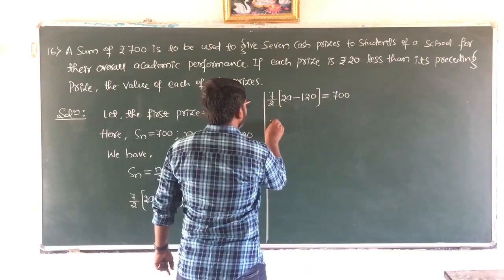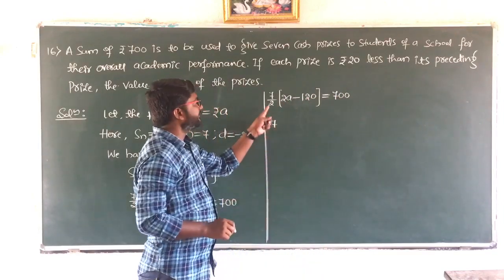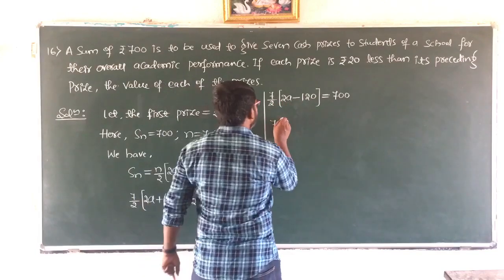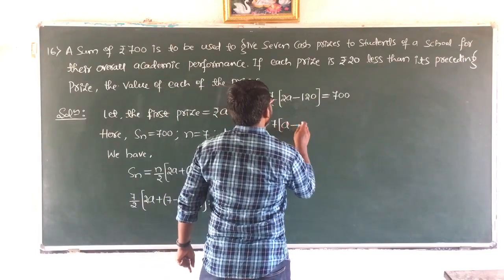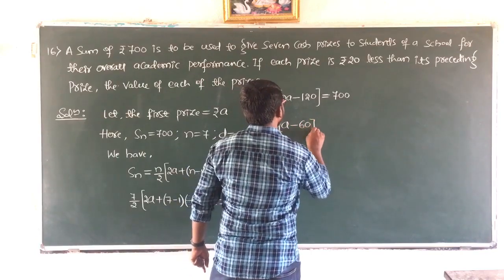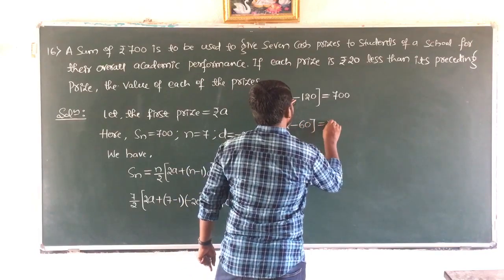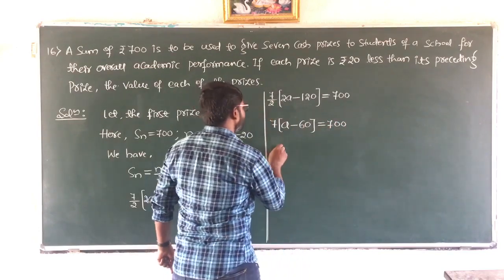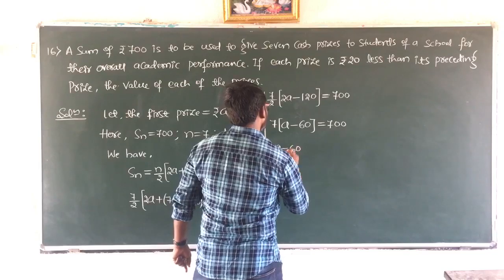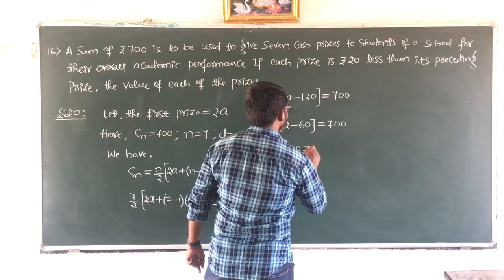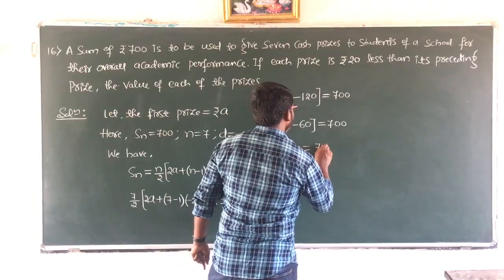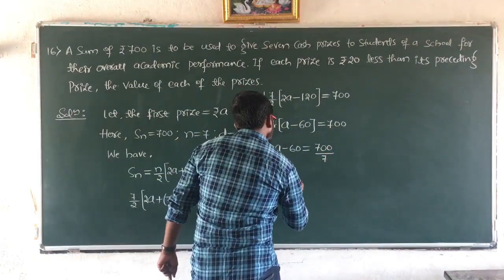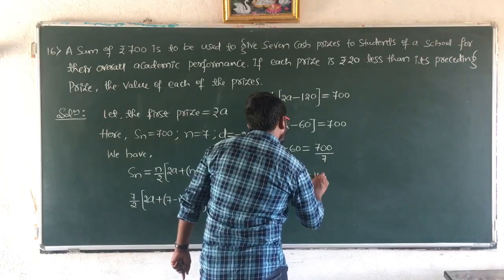Now 7 I write as it is. Then take this 2 inside the bracket, it will be divided to both the terms. So we get a minus 60, which is equal to 700. Now you take 7 to the RHS, it goes to the denominator. A minus 60 which is equal to 700 divided by 7. So a minus 60 which is equal to 100.